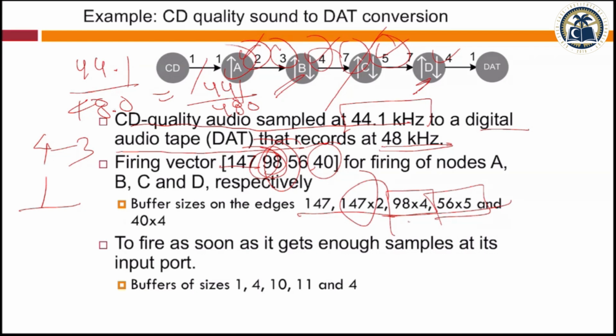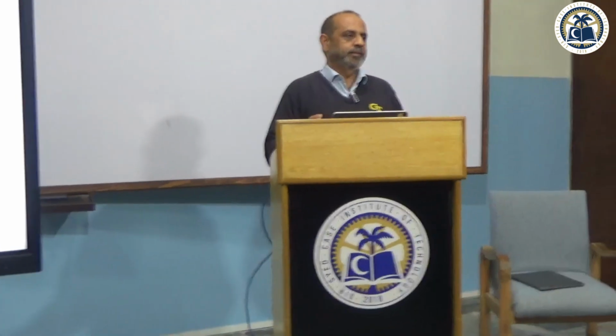How many cycles do you have? You have 147 cycles to do all of this processing. So that is something where you can make this thing more interesting, by putting in a little bit more memory. The other approach is where you say, no, whenever I have enough samples, I'll go and execute.